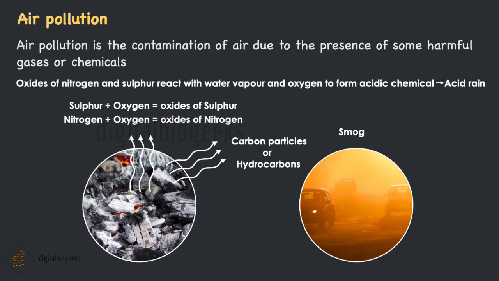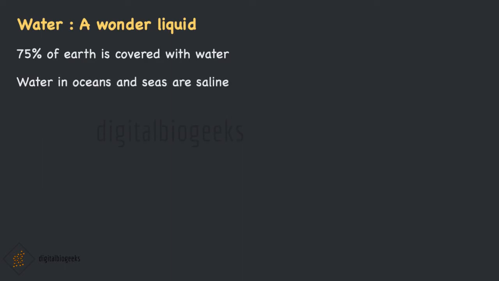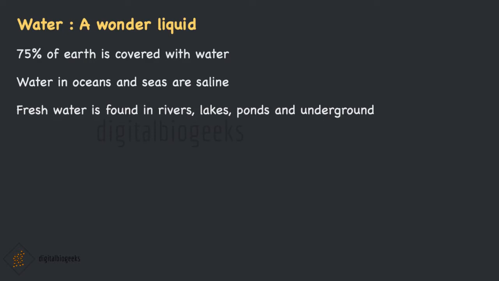diseases related to heart. In the beginning of this lesson, we learned around 75% of earth is covered with water. Most of the water is in the water bodies. Some amount of water is present underground. But the water present in oceans and seas is saline. Fresh water is found in rivers, lakes, ponds and underground.